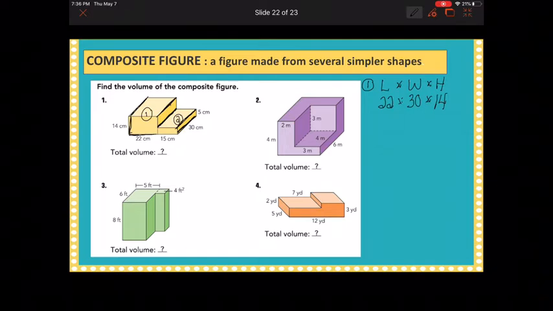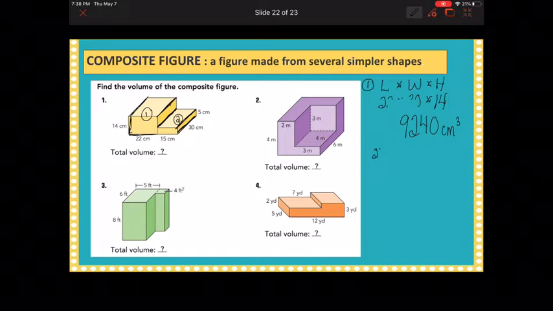All right, so if we take 22 times 30 times 14, all right? So for this unit, I'm going to let you use your calculator because I'm not so much interested in your ability to do multiplication right now. I'm more interested in your ability to know how to figure out volume. So you are allowed to use a calculator for this. 9,240. What is that? That's centimeters cubed, right? Okay, so now we can't stop there.